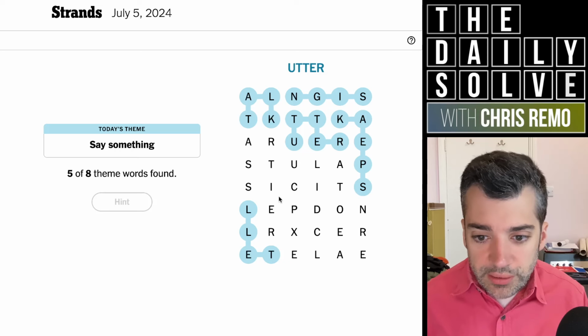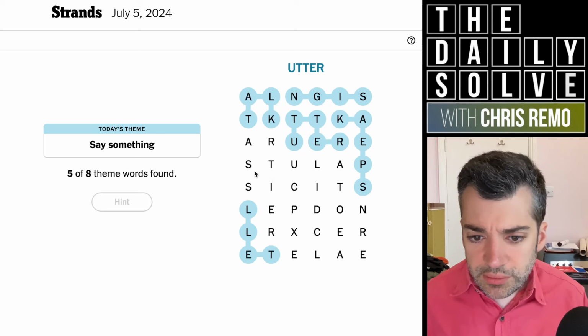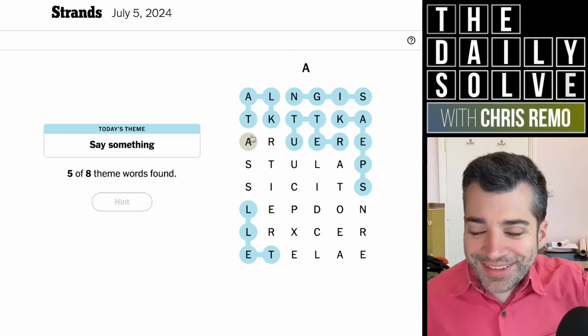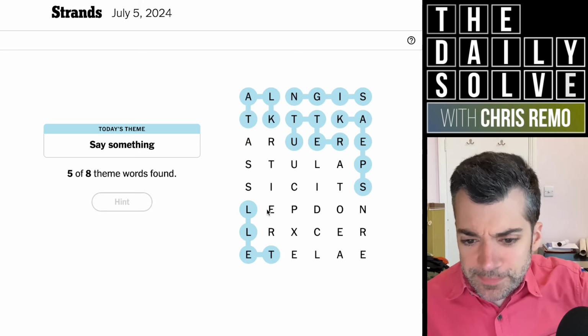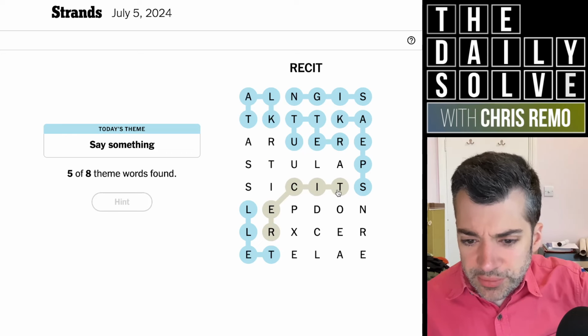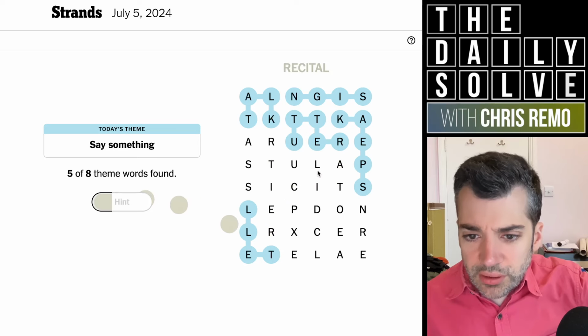Okay, so 3 words remaining. That's okay. So they're going to be much longer than the average size so far, which makes sense. And the spangram is probably going to start or end over on this side of the grid. Oh, recite. No, I think I said that already. It doesn't seem possible. Oh, recitation? No. Recital? No. Ah, what a shame.